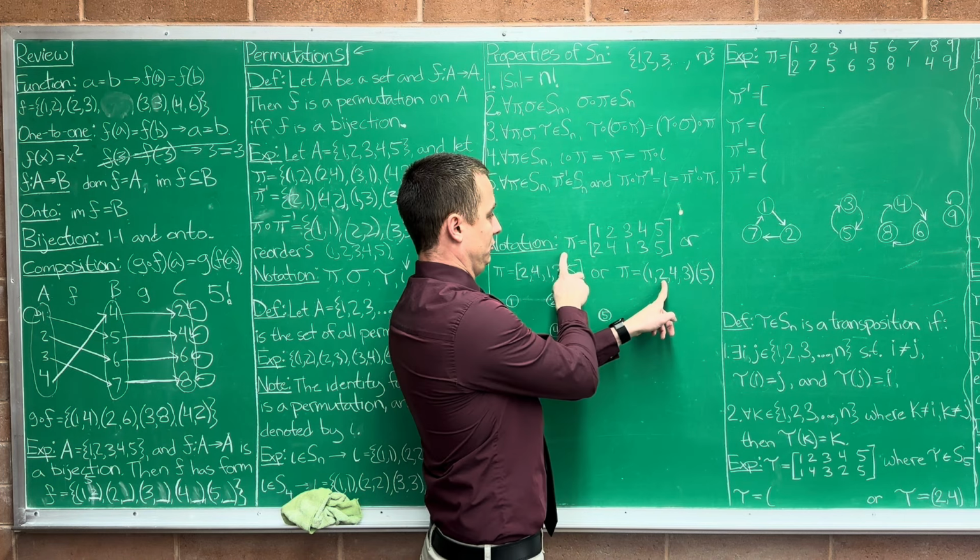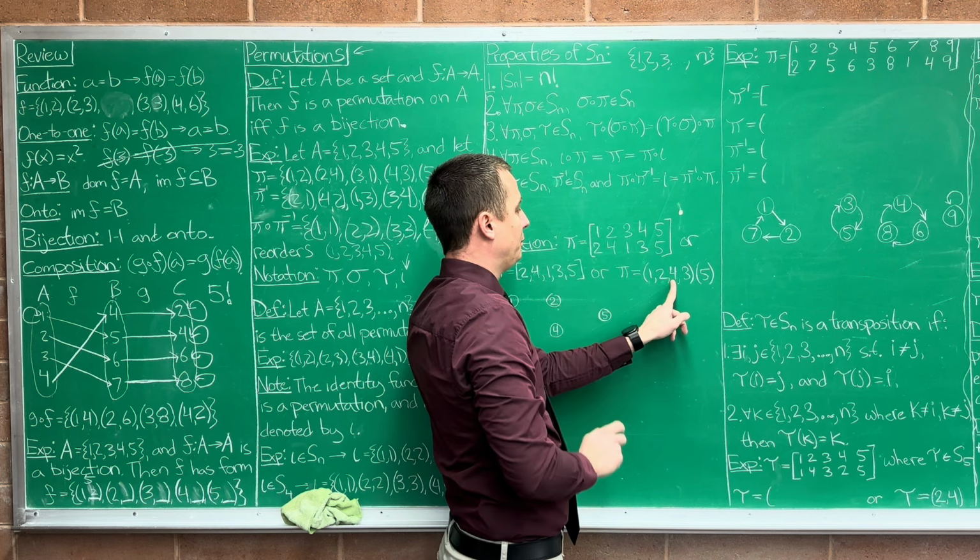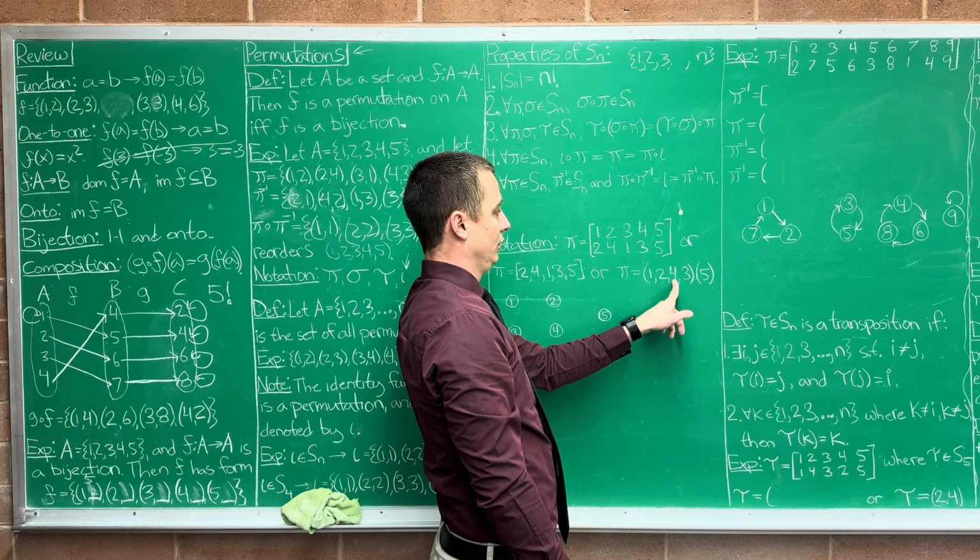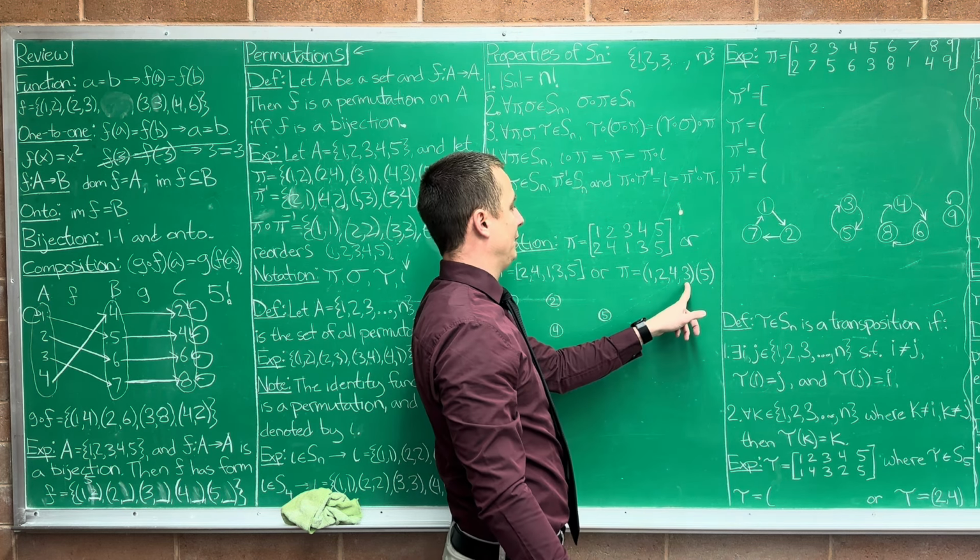What does 2 map to? 4. So that's what we put next. What does 4 map to? 3. So that's what we put next. What does 3 map to? 1, which closes our cycle. And so you close the parentheses, open new parentheses, and start on your next cycle.